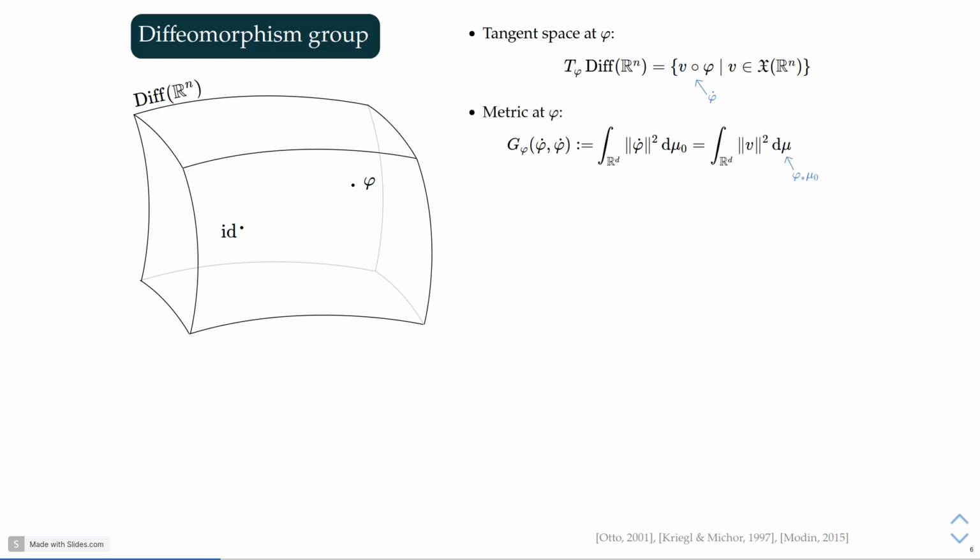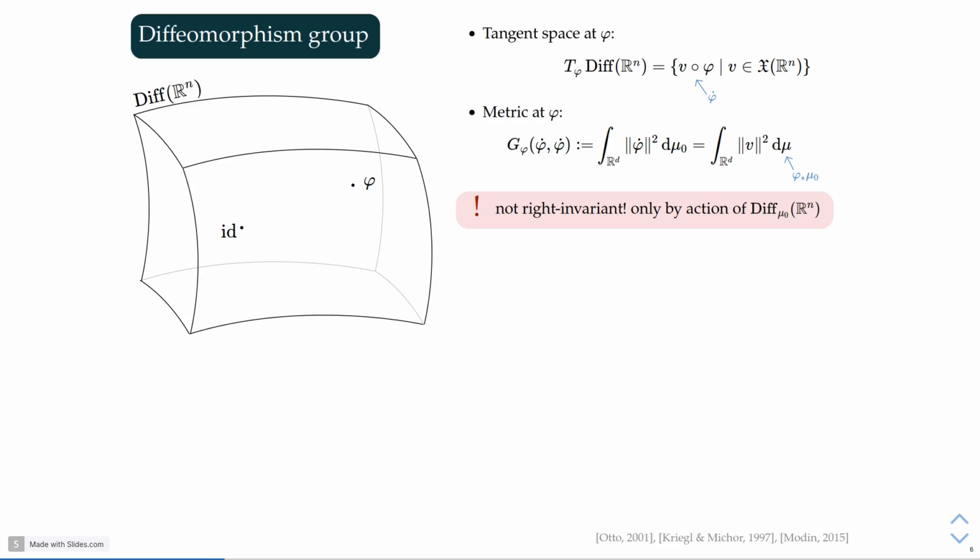And the metric we're going to put on diffeomorphisms is the simplest one possible. It's the L2 metric. So if we have a phi dot, which is a tangent vector, we can just integrate the square norm of phi dot against mu O. And this is exactly the same as integrating the vector field V against mu, where mu is the push forward of mu O by phi.